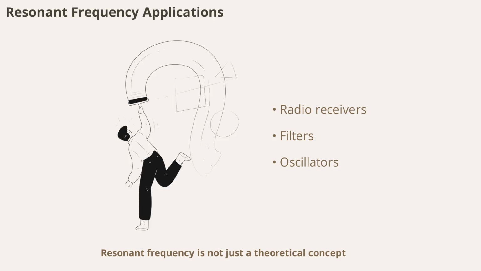Resonant frequency is not just a theoretical concept, it has many practical applications. In radio and television receivers, resonance is used to select specific frequencies. In power systems, resonance can cause unwanted voltage spikes, so it must be carefully managed. Engineers use resonance to design filters, oscillators, and frequency-selective networks. Understanding how to apply resonant frequency is key to many areas of electronics and communications.